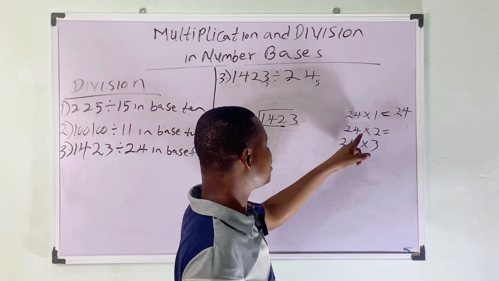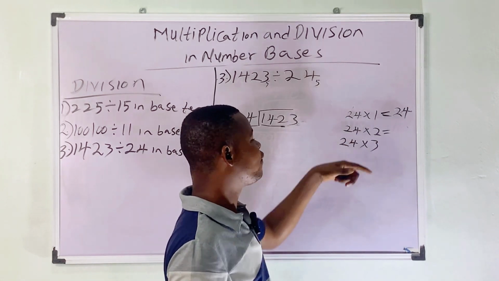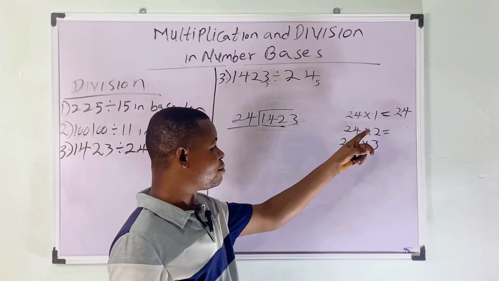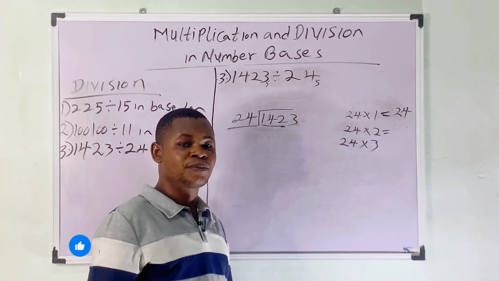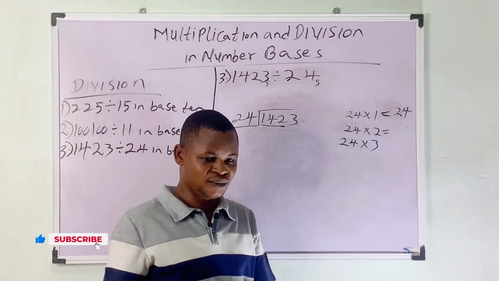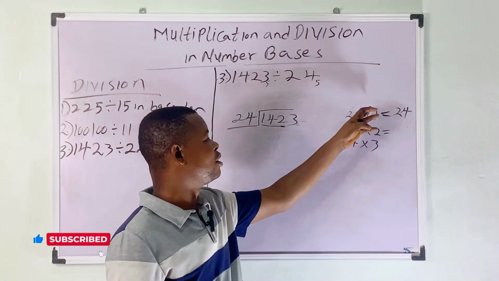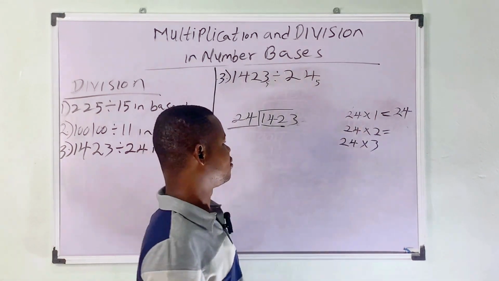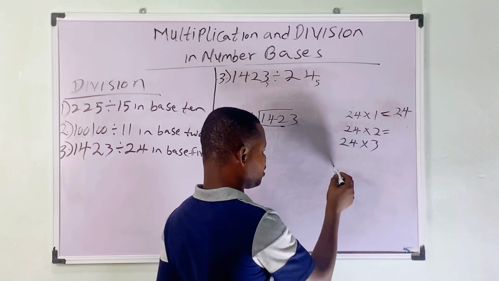But no, we are not dealing with base 10 right now. We are dealing with base 5. So the multiplication operation will be in base 5, because we want to extract the base 5 multiplication table of 24. Now let's check it out.